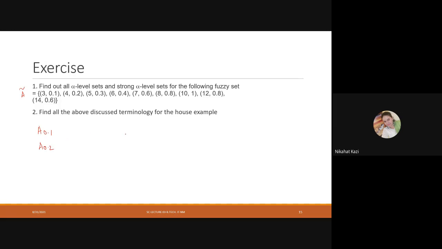So A.1 will be 3, 4, 5, 6, 7, 8, 10, 12, all elements, right? What will be A dash 0.1? Everything except 3. Wherever there is 0.1, you don't have to take it.